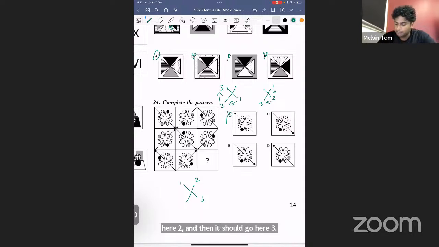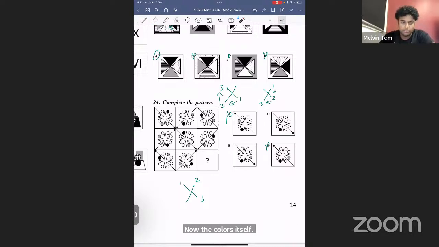So it can't be A, and it can't be D. It has to be C or B, right? C or B. So that's the pattern for the arrow. Now the colors itself, let's see how they are moving.